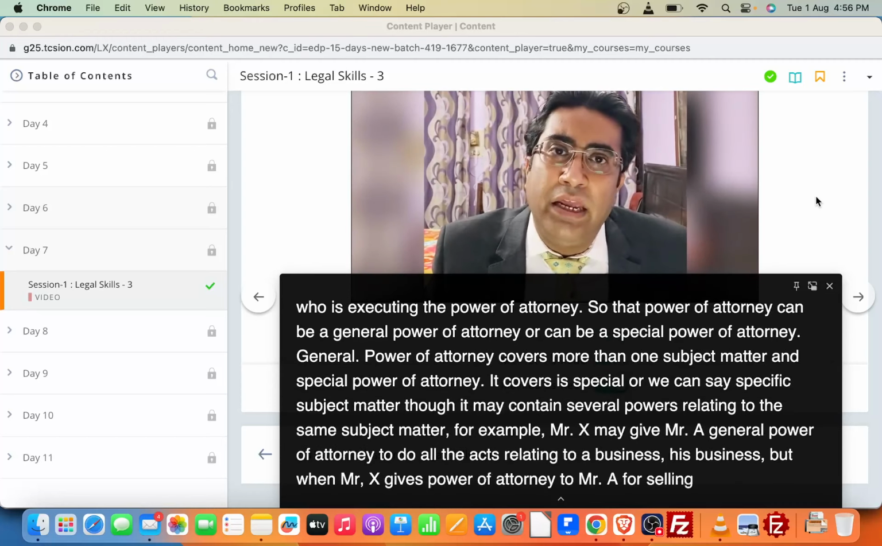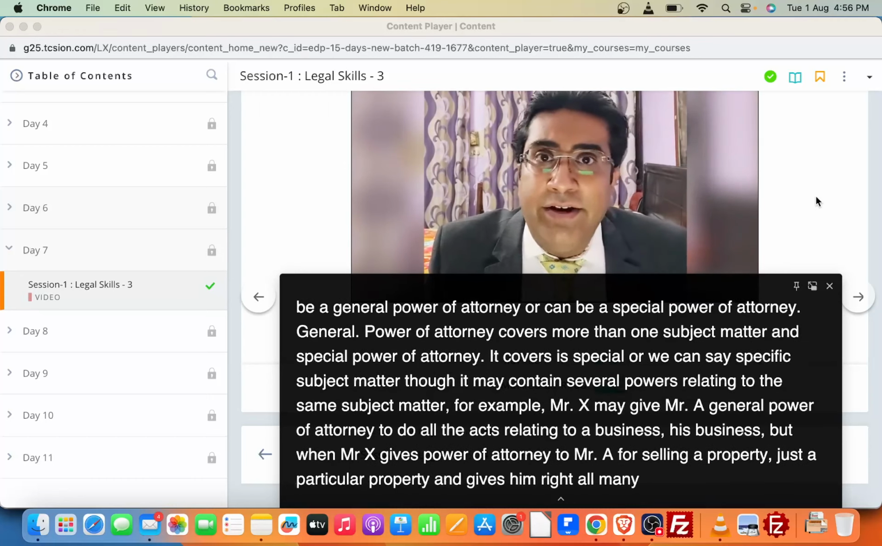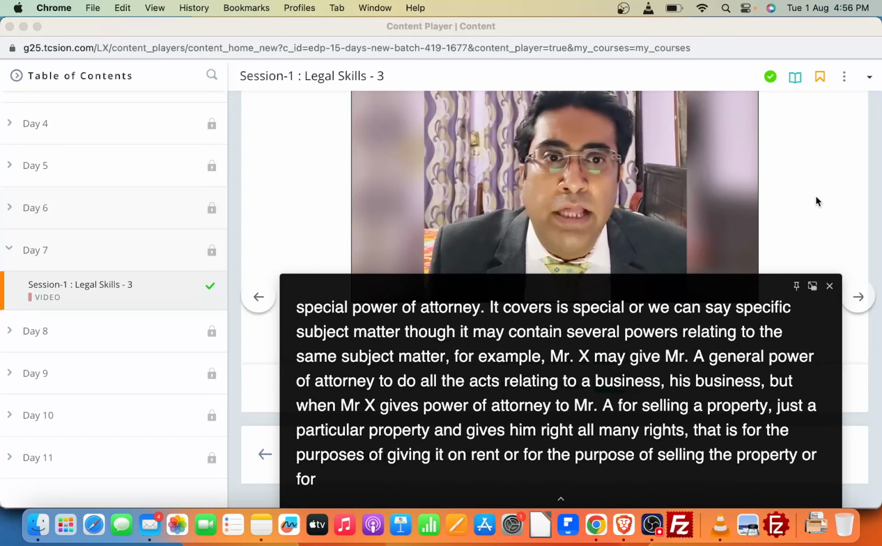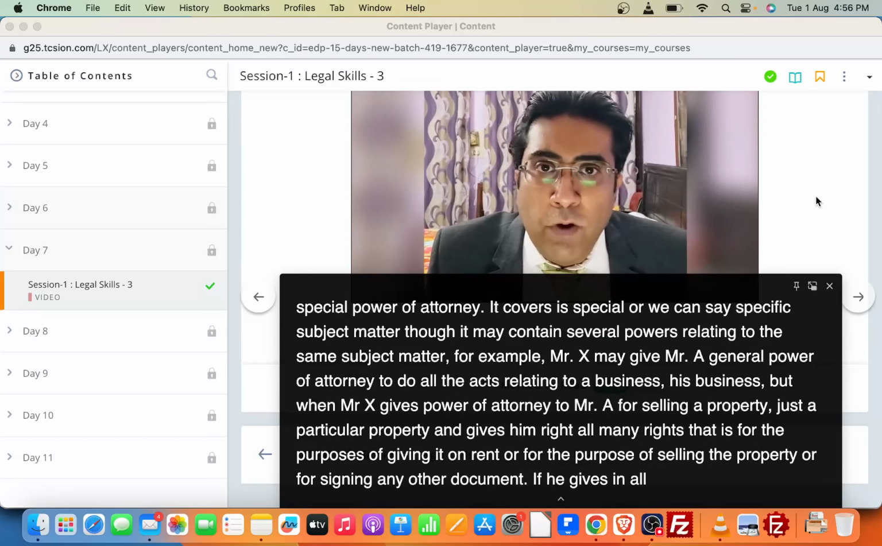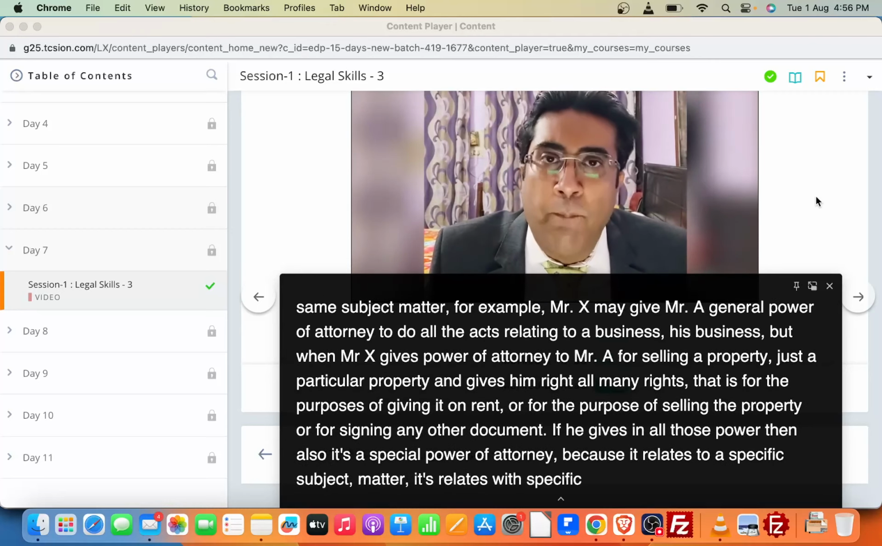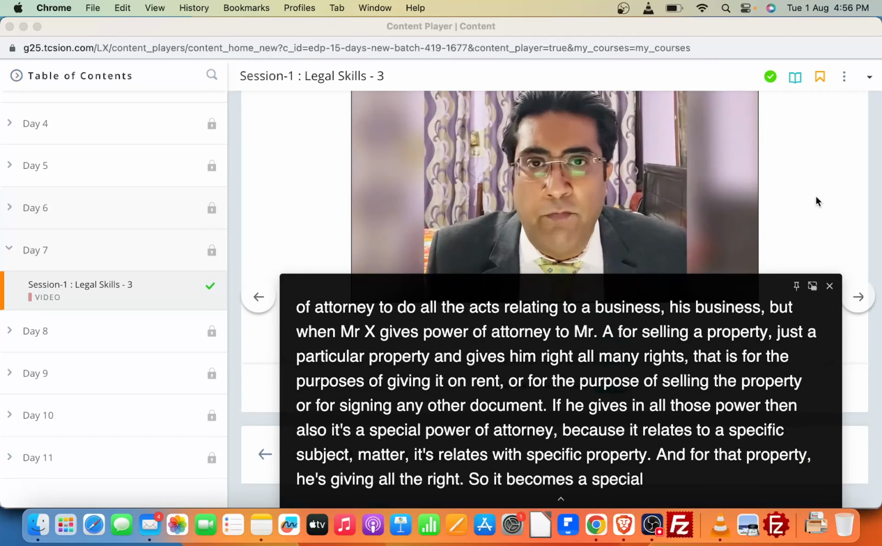for selling a property, just a particular property, and gives him many rights, that is for the purposes of giving it on rent, or for the purposes of selling the property, or for signing any other document, if he gives him all those powers, then also it's a special power of attorney, because it relates to a specific subject matter, it relates to a specific property, and for that property he is giving all the rights, so it becomes a special power of attorney. When he gives power for all the things relating to the business, including property and running the business, signing the cheques, etc., then it becomes a general power of attorney.